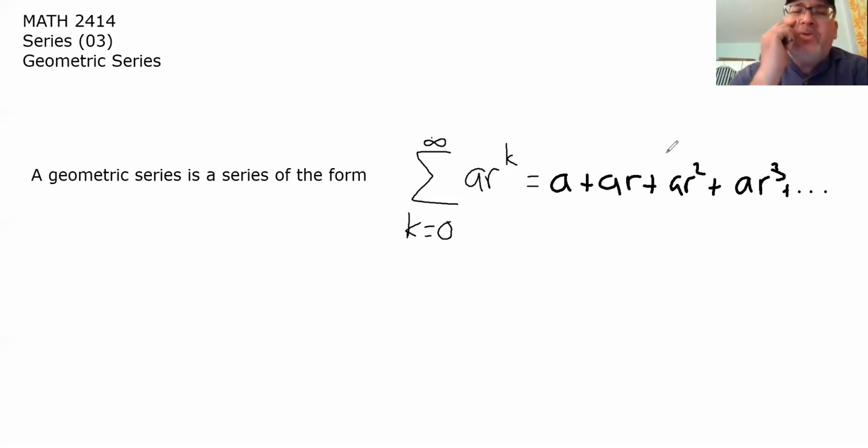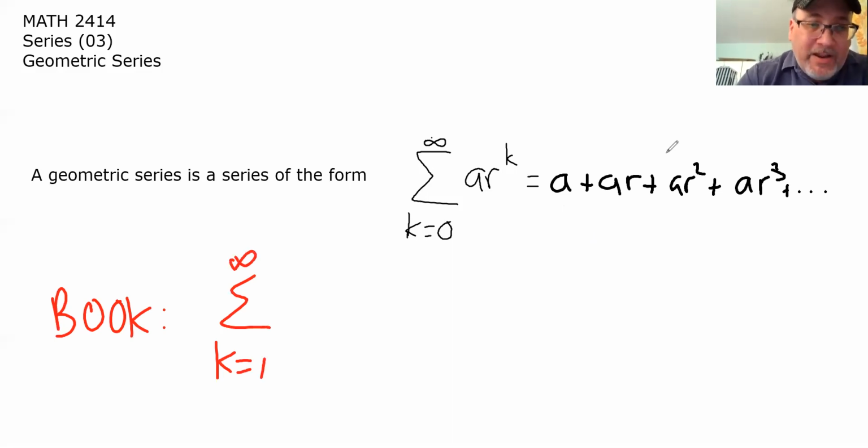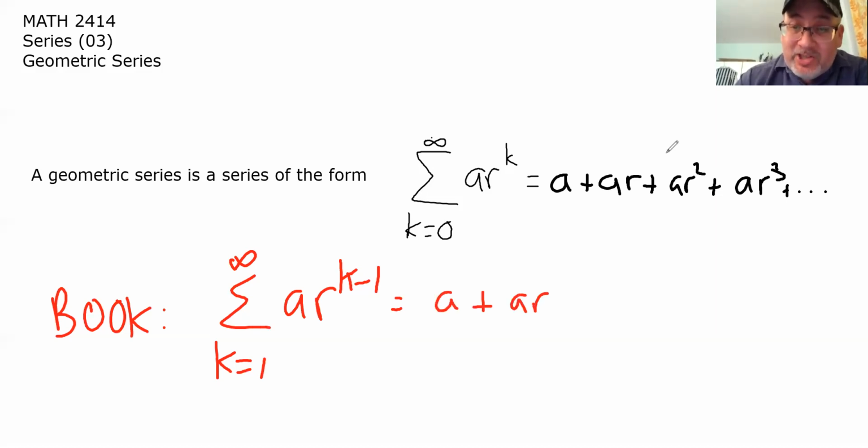Now, what's different between the way I do it and the way the book does it? The way the book shows the definition is they say the sum from k equals 1 to infinity of a times r to the k minus 1 in the exponent. So that the lower limit starts at 1, but when you put the 1 in, it gets 1 subtracted from it, so you get a times r to the 0, so it actually plays out exactly the same.